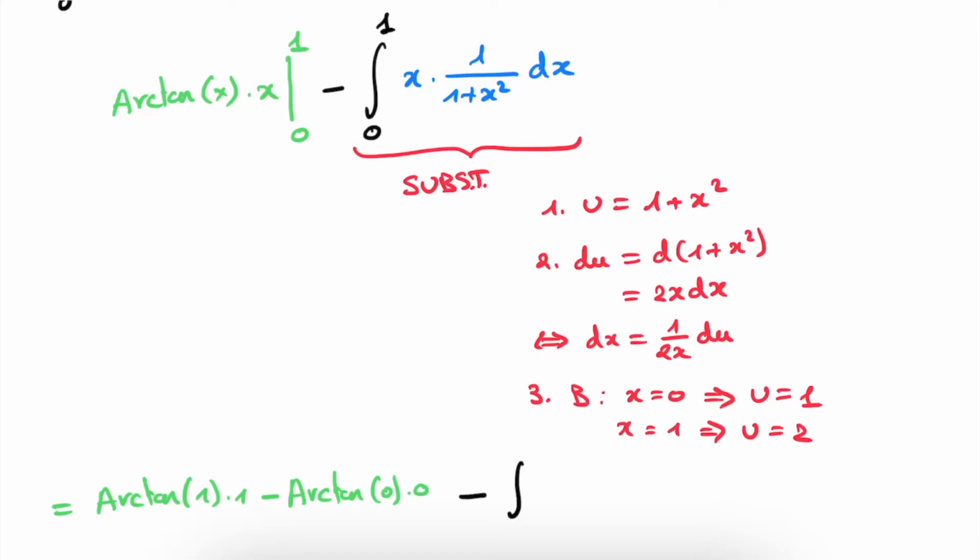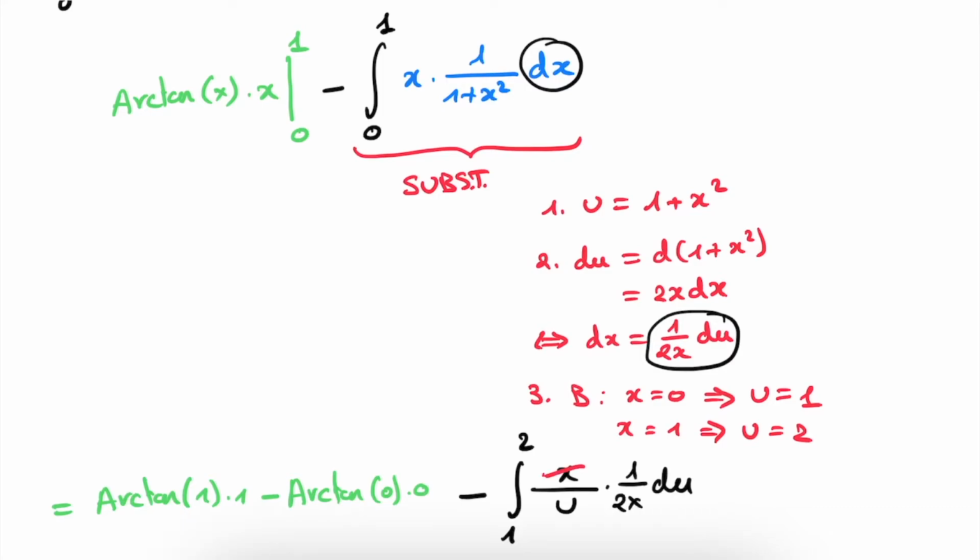So the boundaries we know are now from 1 to 2 instead of 0 to 1. And we have x, divided by u, which is our substitution parameter, times dx, which is now replaced by 1 over 2x du. So we have 1 over 2x du. And of course, we see here that this x and this x, which is quite annoying, just cancel out.